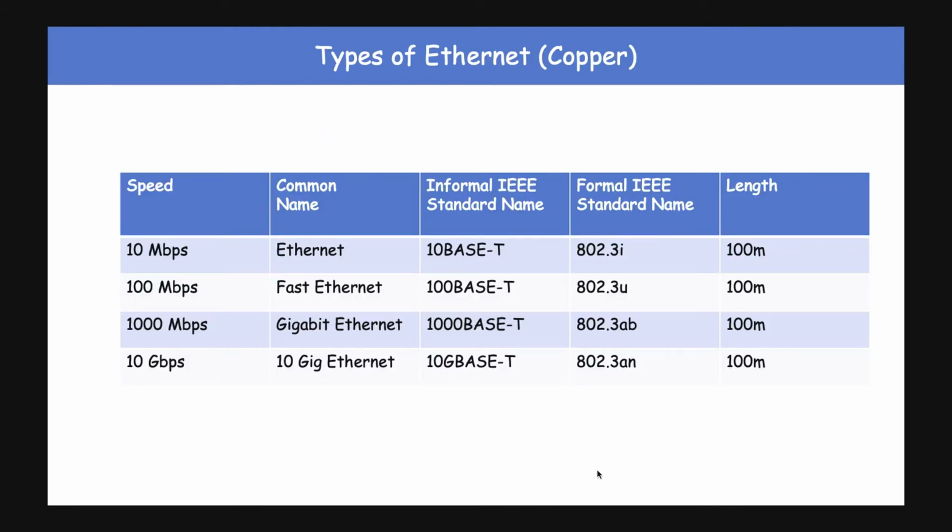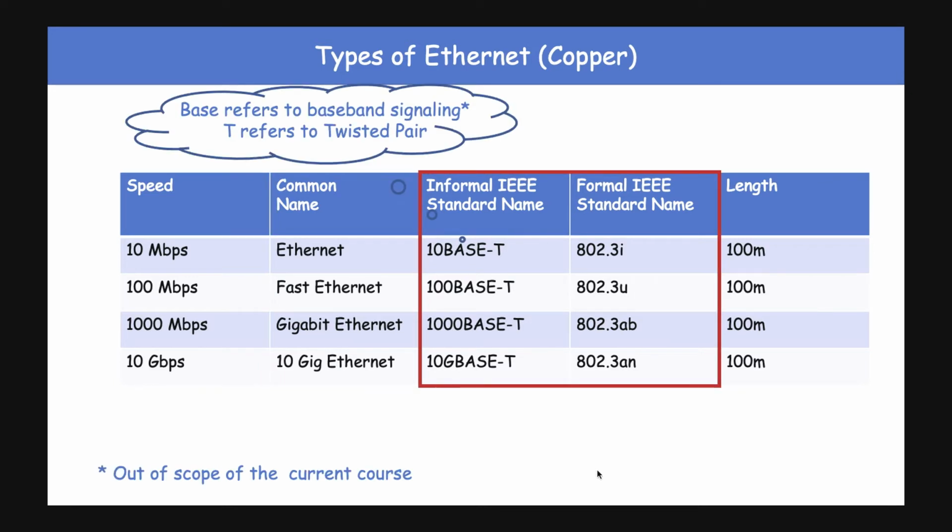First, let's look at the copper-based electrical Ethernet standards. In the first column, you'll see cables with speeds of 10 Mbps, 100 Mbps, 1000 Mbps or 1 Gbps and 10 Gbps. The second column is the most common name and is generally the name with which the standards are discussed and talked about in a conversation.